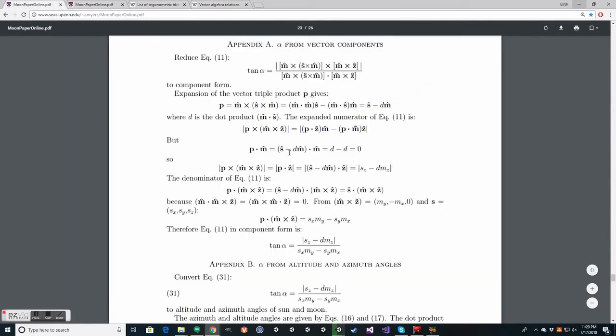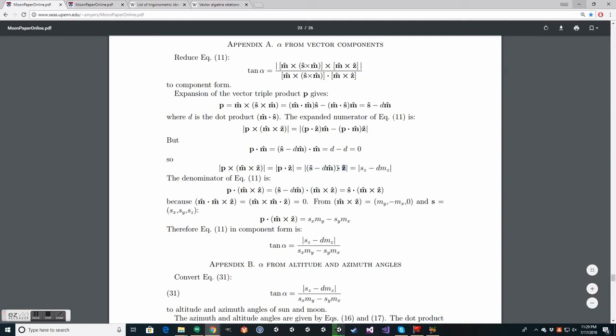P cross m is, this is what we just figured out what p is. So we'll put that in and then we distribute. So the m dot s, we had called that d. And then this one will become minus d times m dot m. M dot m is 1. So that's d, so d minus d, 0. P dot m is 0. This term drops away, and we're left only with this term. Okay, so p cross m cross z equals p dot z. So then we're going to fill in what p is now, and then dot that with z.